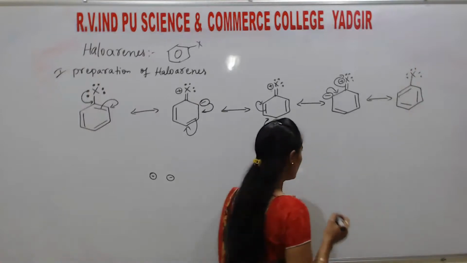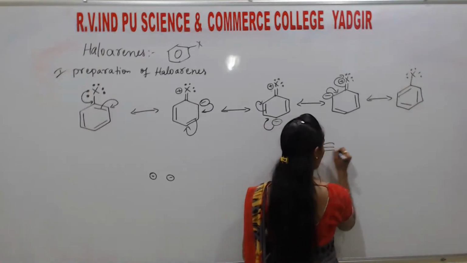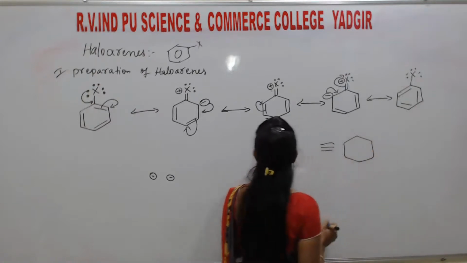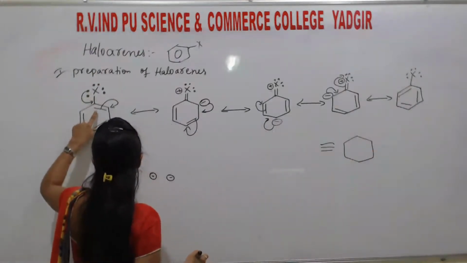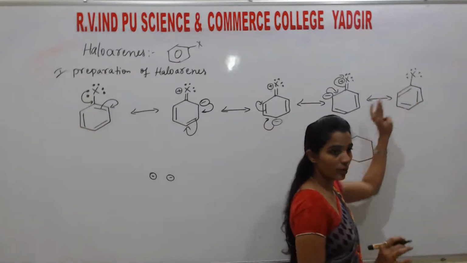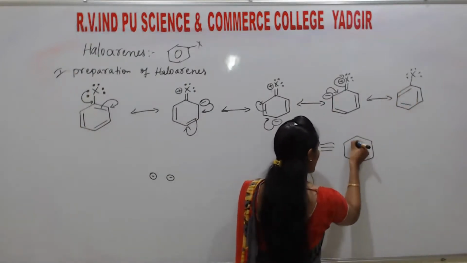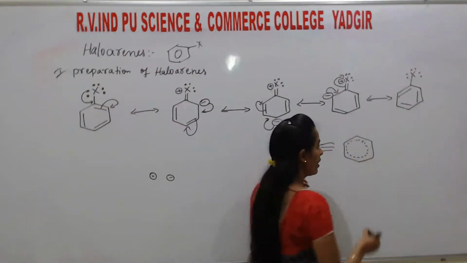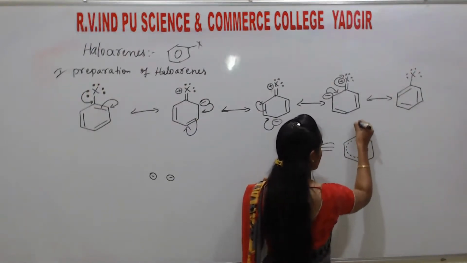Correct? So, the overall structure, you want to write as the hybrid. So here the double bond positions are changed. Position of the double bond is changed, which means the delocalization takes place, written in this method. And this is X.